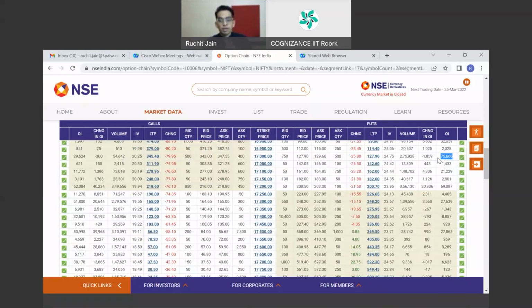But if that open interest starts declining, it means that support is becoming weak, and if support becomes weak, then the market is ready to give a breakdown below that level, right? I hope this is clear. Okay, now the option prices which are there, I hope the open interest funda is clear.